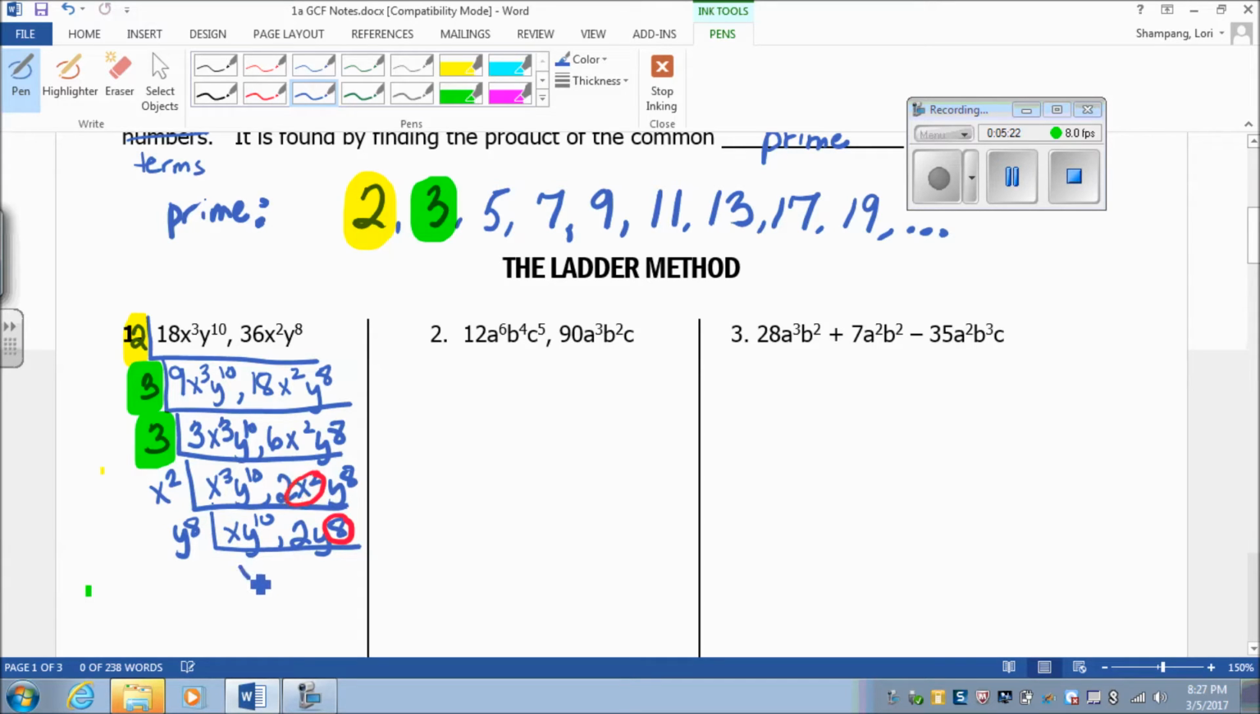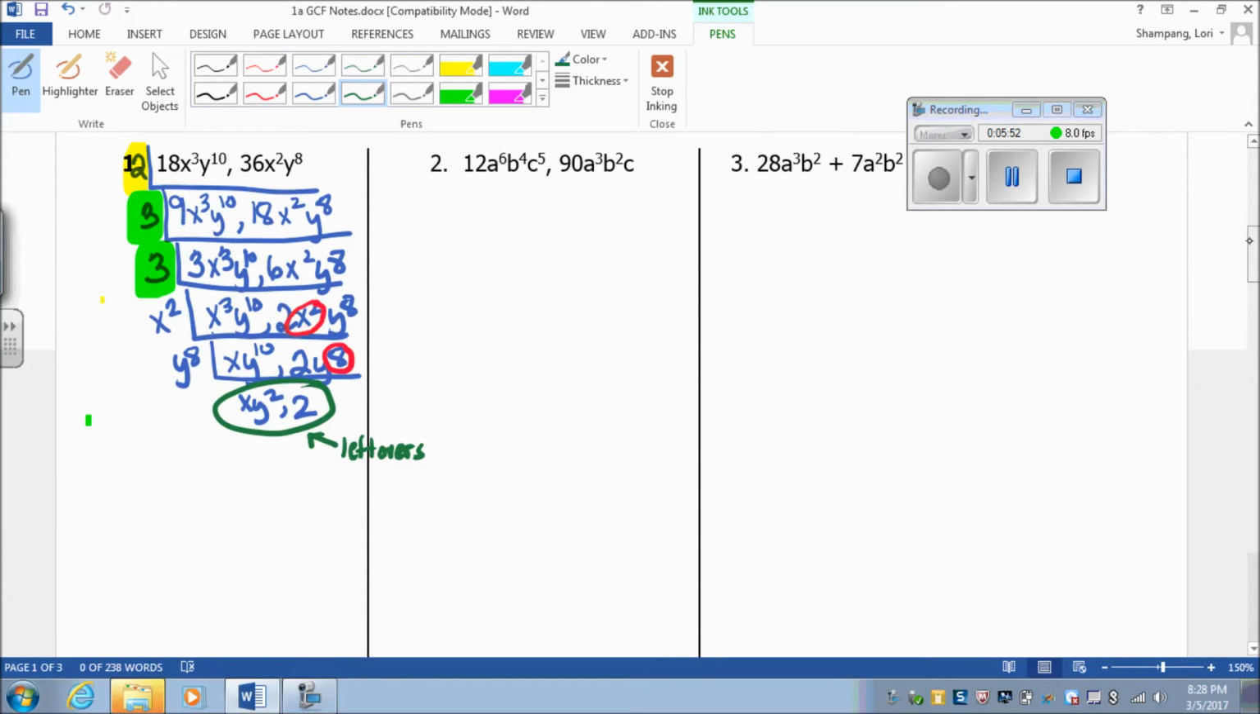We're still going to have our x. y to the 10th divided by y to the 8th is just y to the 2nd power. And then y to the 8th over y to the 8th is 1, and then we're left with 2. So I'm left with x y squared and 2. These are going to be called my leftovers. These are the terms that do not have any common prime factors.